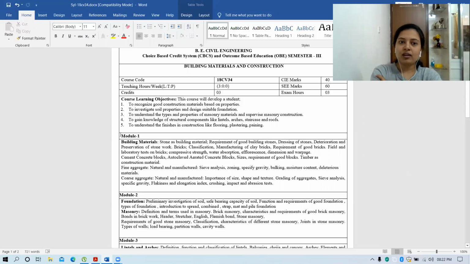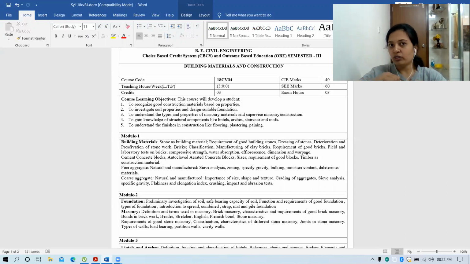In the first module, you are going to learn about the basic building materials. What are the basic building materials? Stones, bricks, fine aggregate, that is sand, coarse aggregate, and timber. These are the basic materials required for any construction activity. Before selecting any of these materials, you should know whether it is good or bad. How will you recognize that? You should know the properties of good materials, the good characteristics of each individual type of building material.